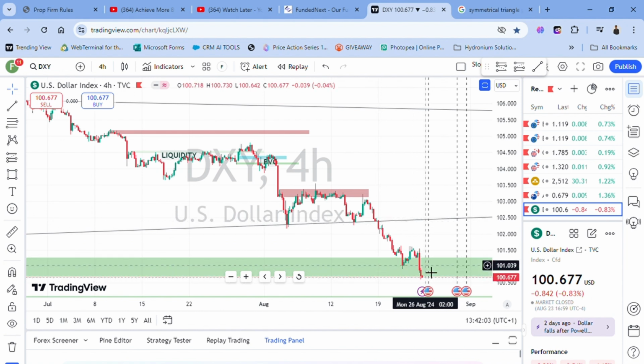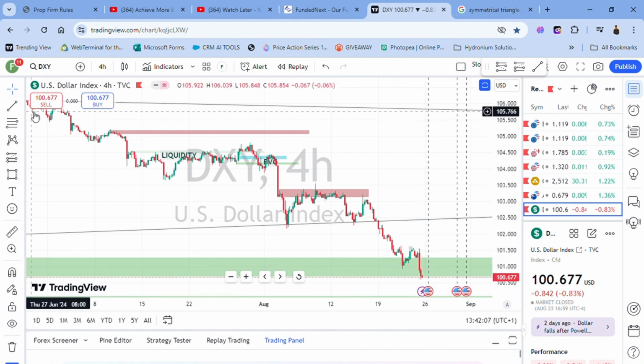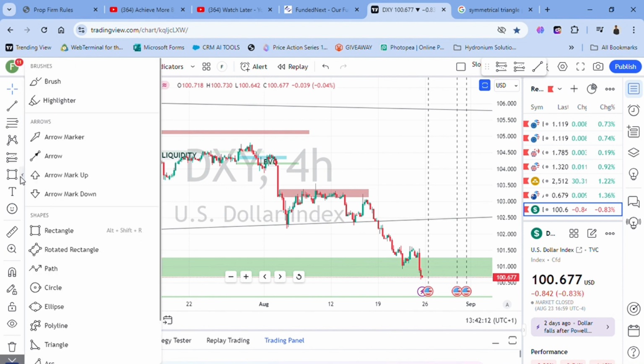What do you want to do? You want to observe the market's reaction around the zones. You want to see what the market will do. If it will break, okay. If it doesn't break, then you know. That is how you make a trade.